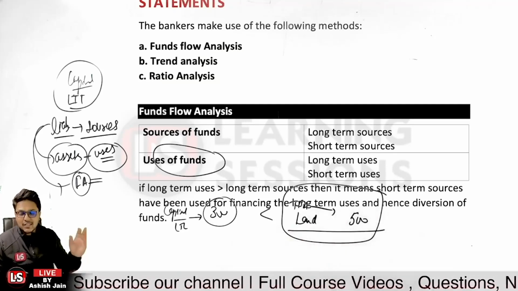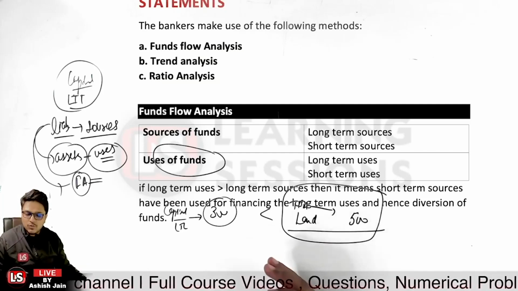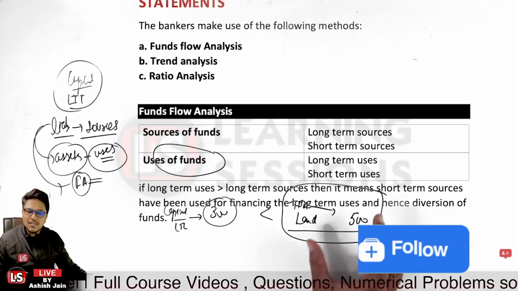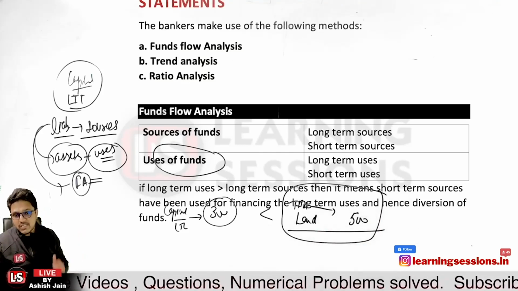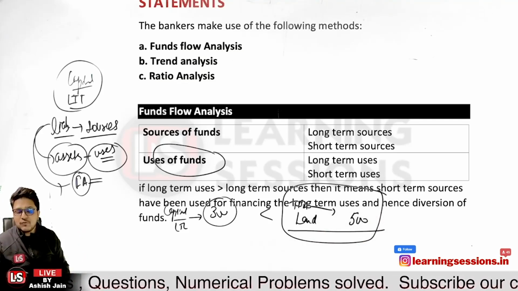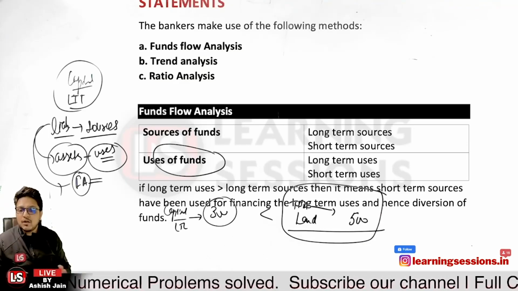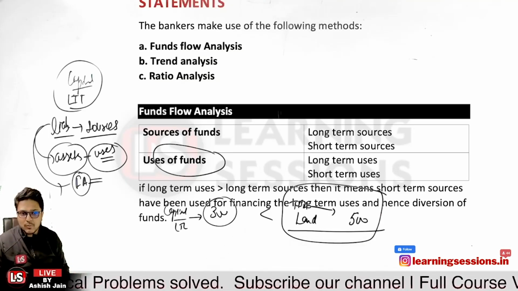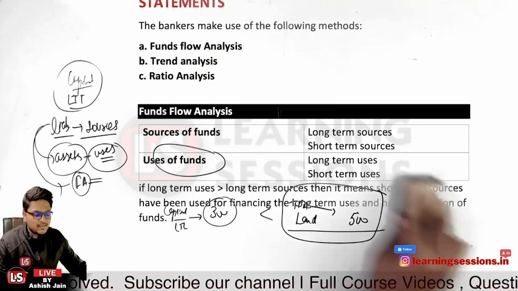It indicates that the short-term liabilities, that is short-term sources, have been used to procure the long-term assets. That is a diversion of funds, because a CC limit is sanctioned for day-to-day routine. It is not sanctioned for procuring long-term assets. Are you getting this particular point? We can get an estimate from the fund flow analysis.